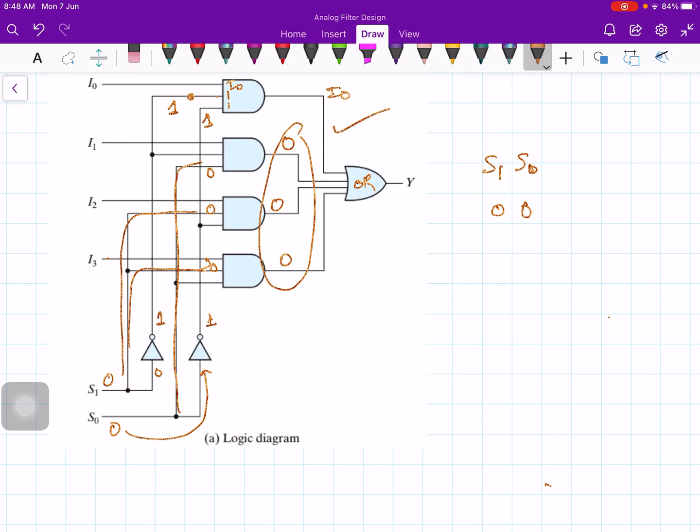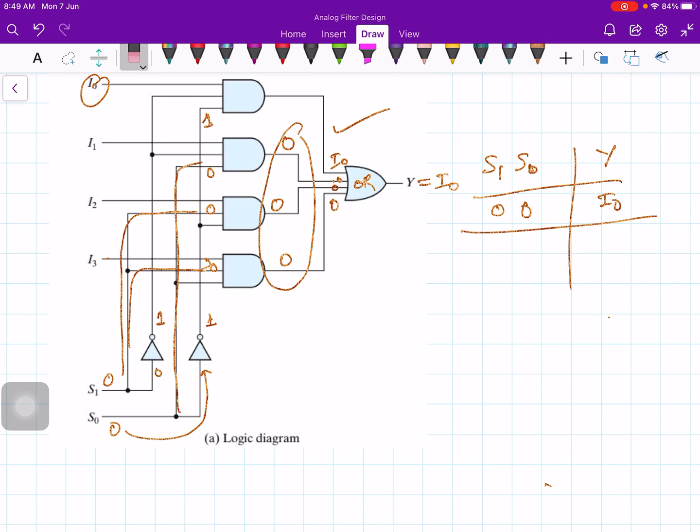Only one input comes to the input of the OR gate. Similarly, you can take the other combination. Therefore, these three inputs are 0 except the fourth input I naught. So therefore, y is equal to I naught. So output is I naught. So this is my first entry in the truth table. Similarly, you can apply the rest of the combinations also.